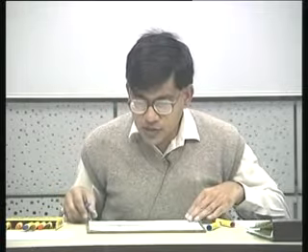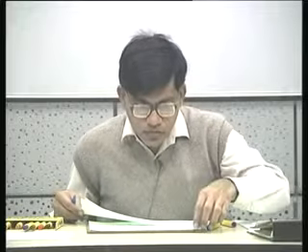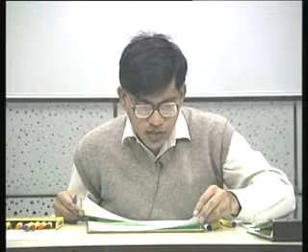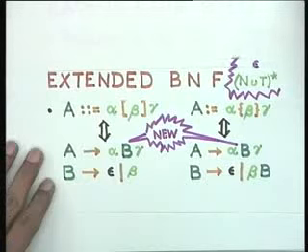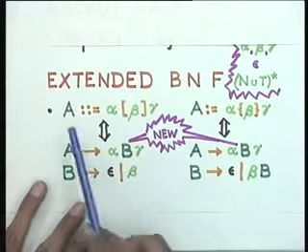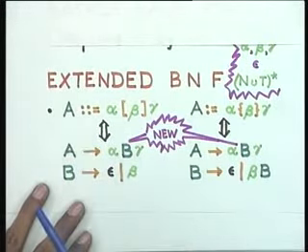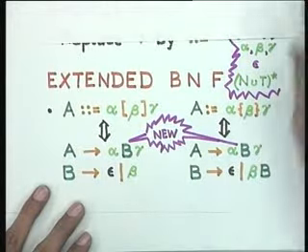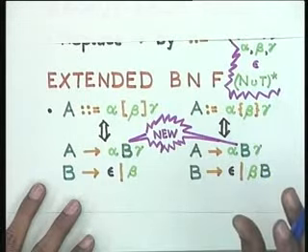So the extended Backus-Naur form essentially uses the Backus-Naur form extended to include iterations and choice. So for example, let's look at this. Supposing you had a Backus-Naur form production of this form, where alpha, beta and gamma are strings of terminals or non-terminals.